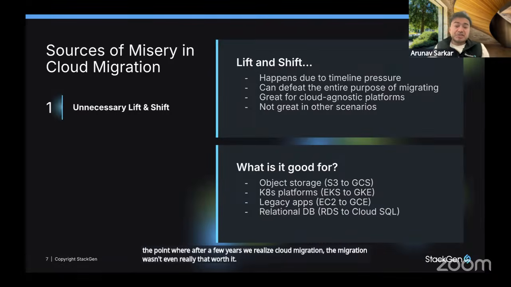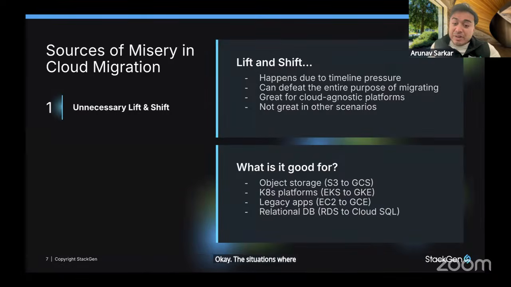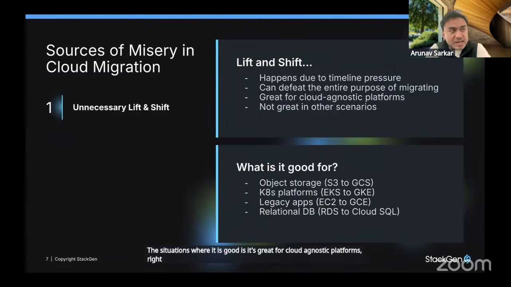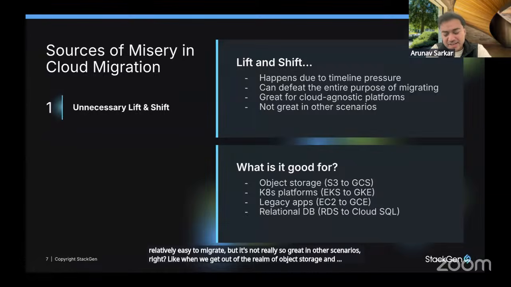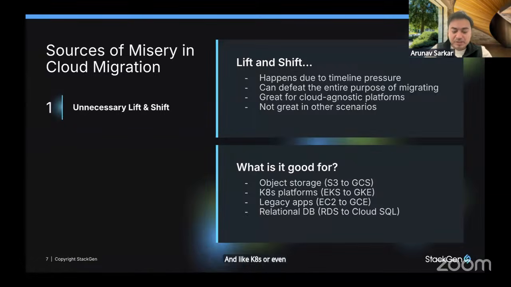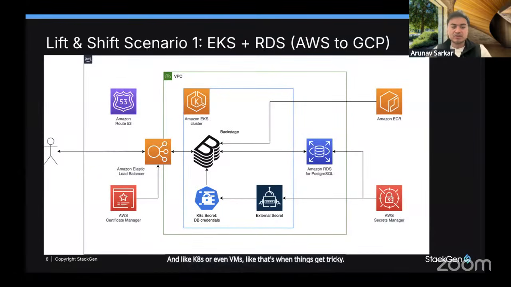The situations where it is good is it's great for cloud agnostic platforms. So for example, Kubernetes running open source databases or caches, like Redis, for example, those kind of platforms will be relatively easy to migrate. But it's not really so great in other scenarios. Like when we get out of the realm of object storage and relational DB and K8s or even VMs, that's when things get tricky. So what I'm going to get into is a few scenarios on how we do lift and shift.